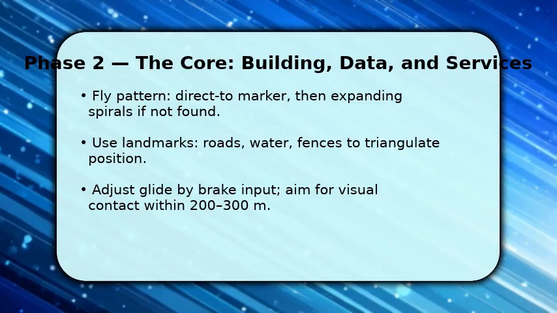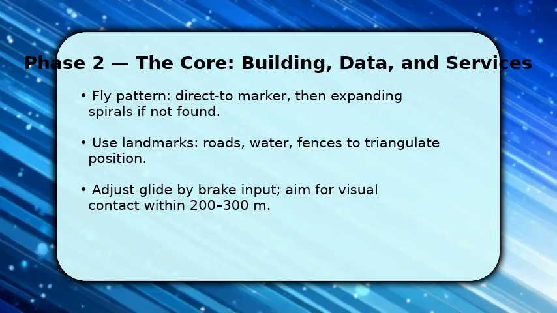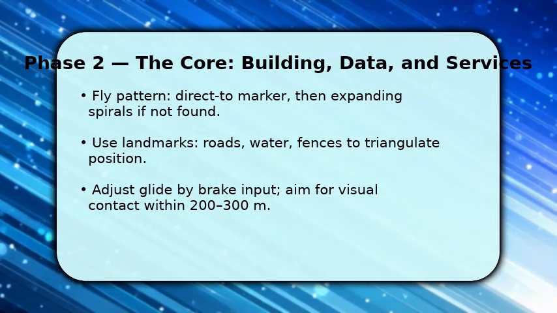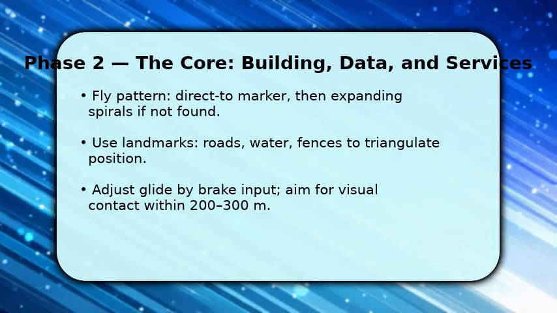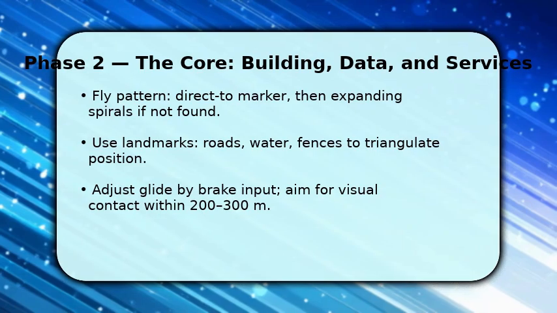Make small, deliberate brake inputs to change glide and drift. Avoid aggressive turns that add descent. Once you have visual contact, slow your approach and set up a controlled descent to reduce overshoot and ensure you can secure the marker efficiently.